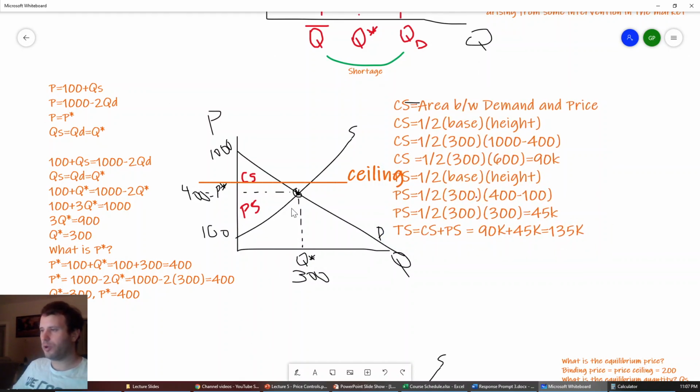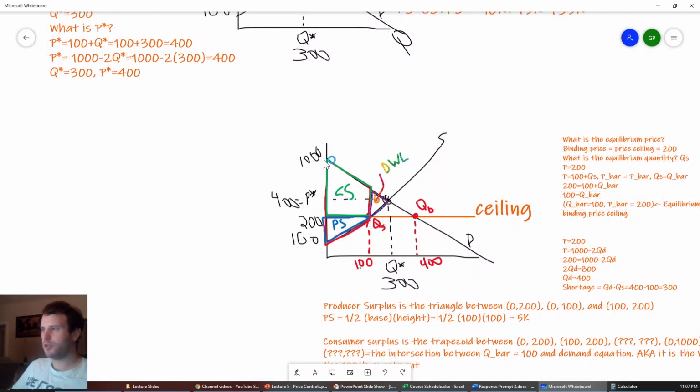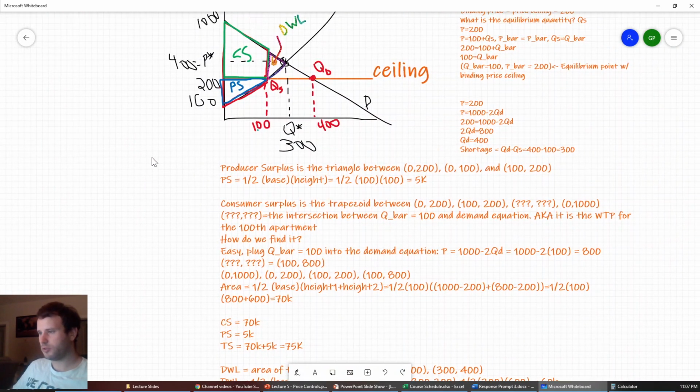And that's equal to this area right here. Well, that graph is this graph too. Just divide it up, right? So this area is still 135K. It's just split three ways. It's split between your consumer surplus, your producer surplus, and your deadweight loss.